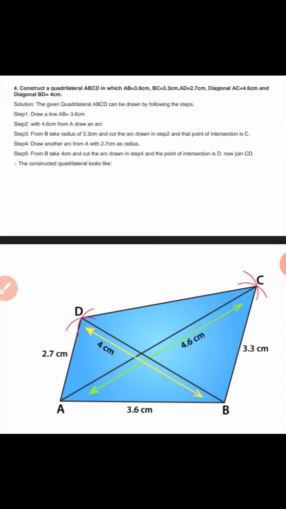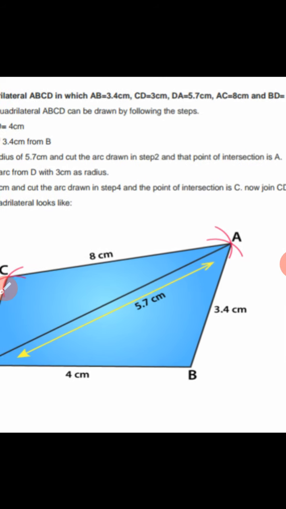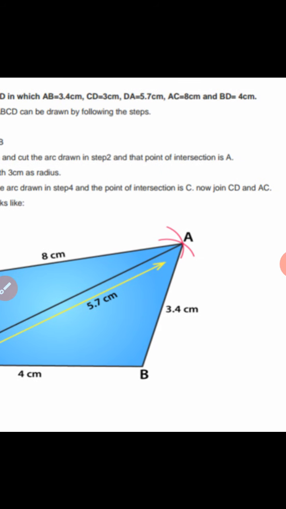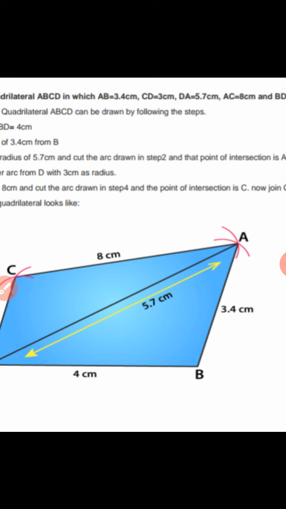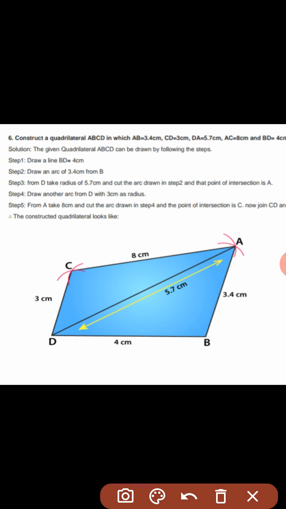Now after this, see next question. In question number 6, here we have to construct a quadrilateral ABCD in which AB equals 3.4 centimeter, CD equals 3 centimeter, DA equals 5.7 centimeter, AC equals 8 centimeter, and BD equals 4 centimeter. In the solution, the given quadrilateral ABCD can be drawn by the following steps. First step, draw a line BD equal to 4 centimeter.